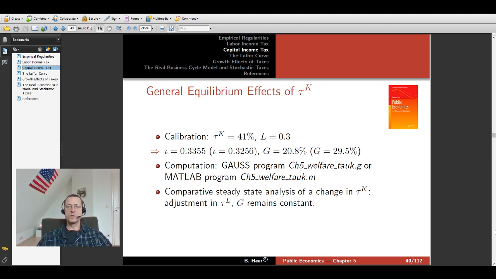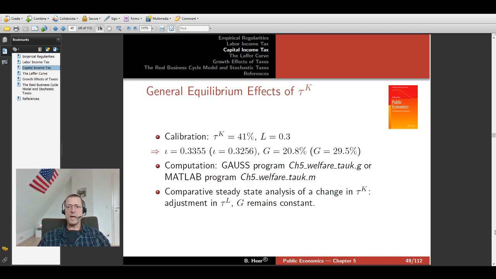Now, this is computed with the help of the MATLAB program chapter 5 welfare tau k.m, which you can download from my homepage and which we will turn to after we have reviewed the results from our computational exercises.